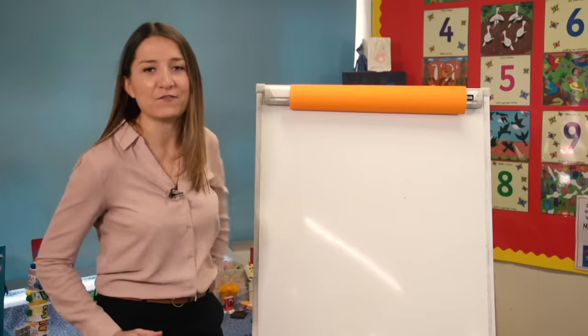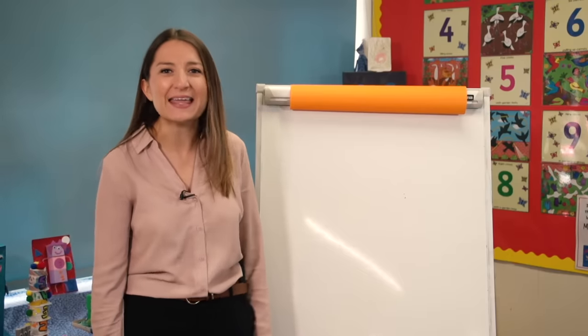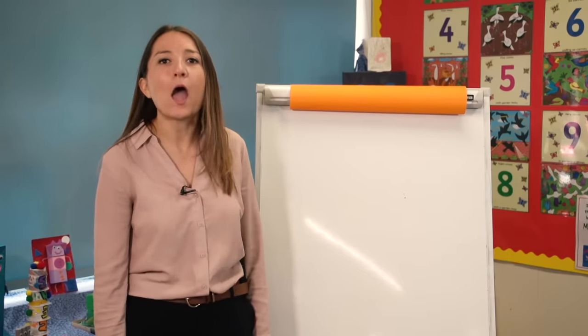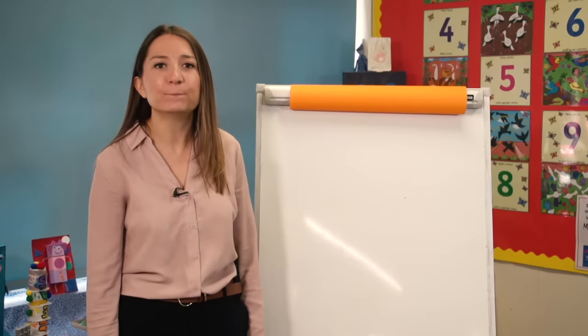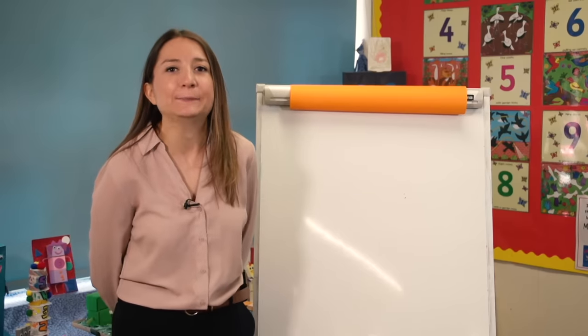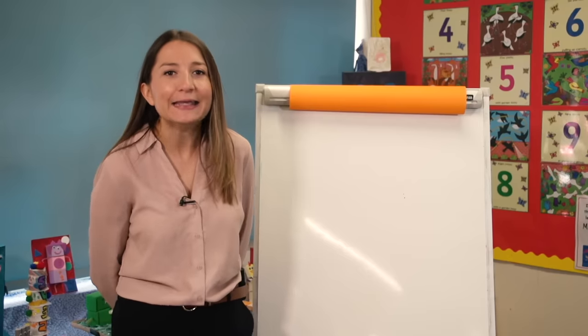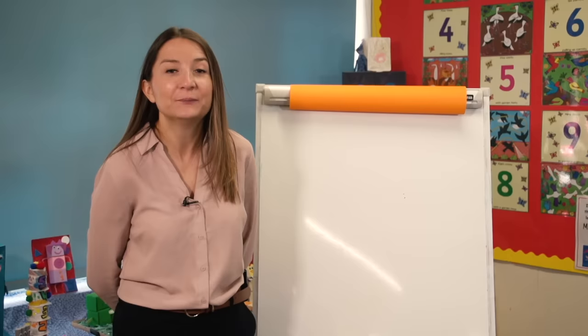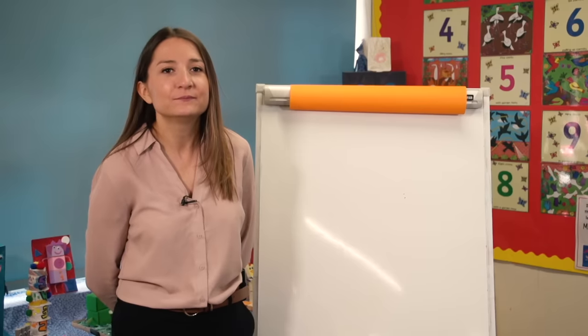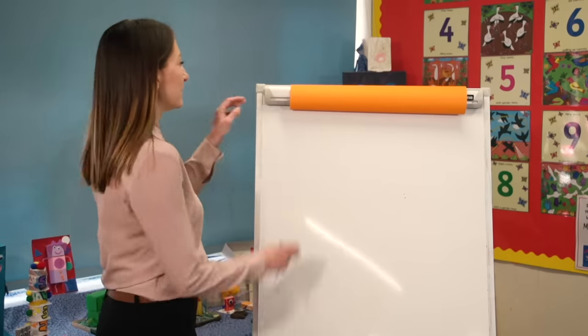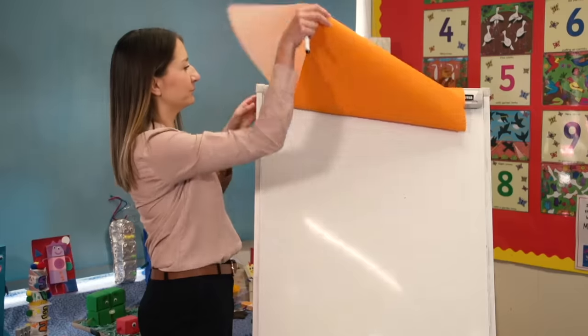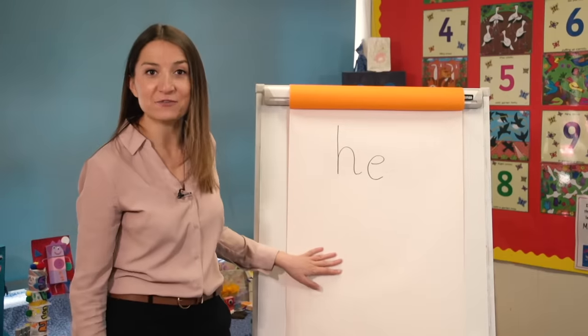Now you have a go. He. The letter e says e. Write them down. Right, let's check our spelling. Did you get it right?